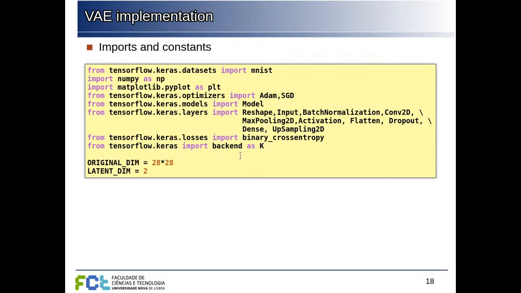So this is just importing what we need, or probably a bit more than we need, and just have these constants. This is the original number of values in the images that we have. Remember that in MNIST we have images of 28 by 28 pixels, so this is the dimension of the original data, and this is what we're going to try to shrink it into. So characterize each image by a pair of values, dimension 2. Of course, the encoder will have to produce 2 distributions, so we would need 2 values for the mean and 2 values for the variance.